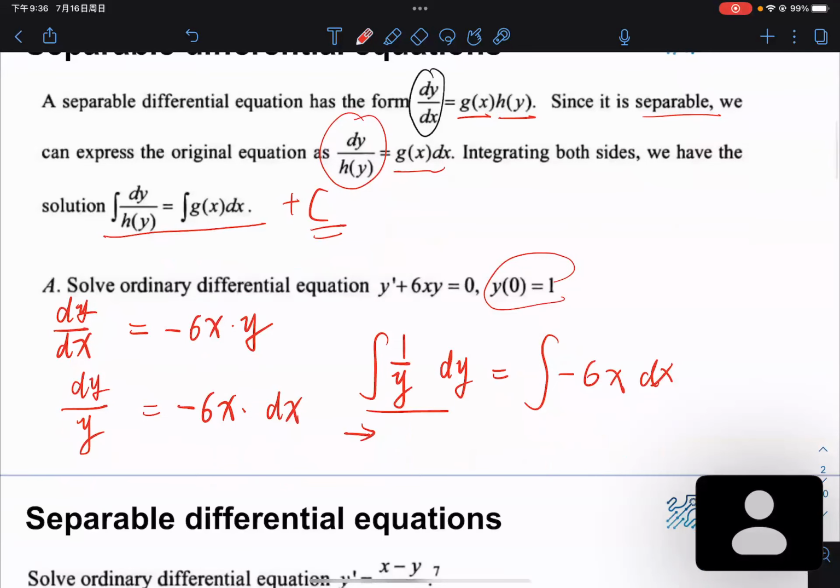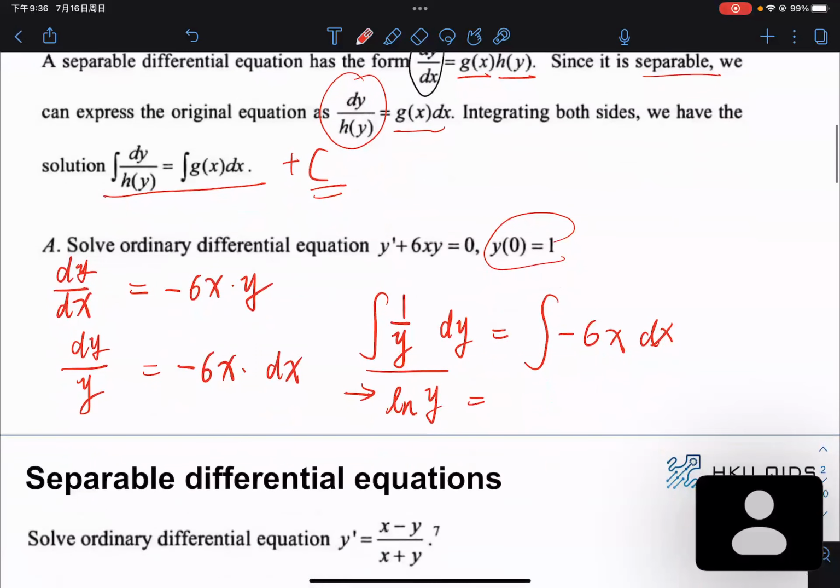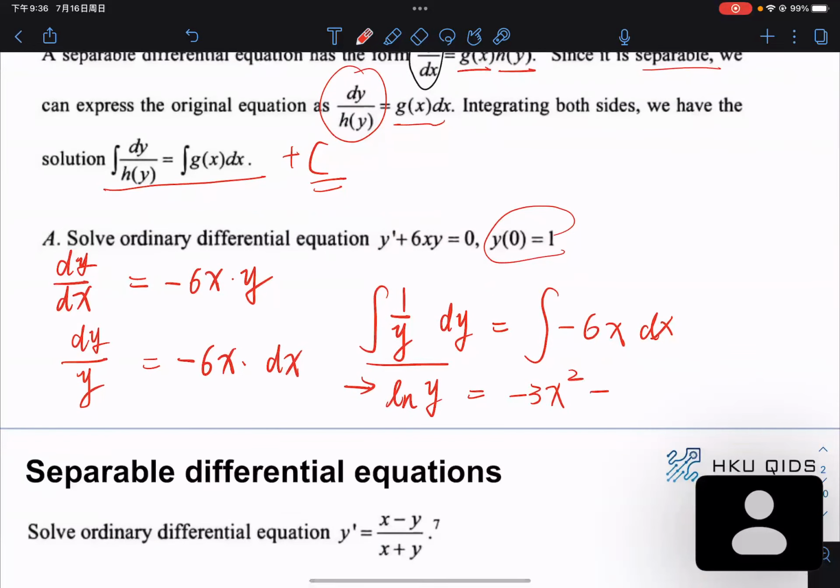So this part is going to be ln y, right? And this part is going to be what? It's going to be negative 3x to the power of 2. And then we do not forget the constant c. So by taking the exponential, we have that y is going to equal e to the negative 3x squared multiplied by c.